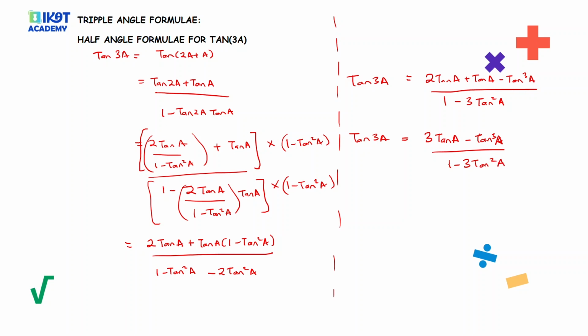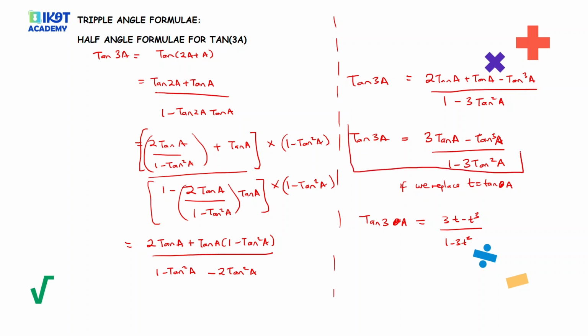So, just to make it simple, if we let t be tan a, that means we can have tan 3a is going to be 3t minus t cubed out of 1 minus 3t squared. So this is the triple angle formula for tan 3a. So now I think that's going to be it.